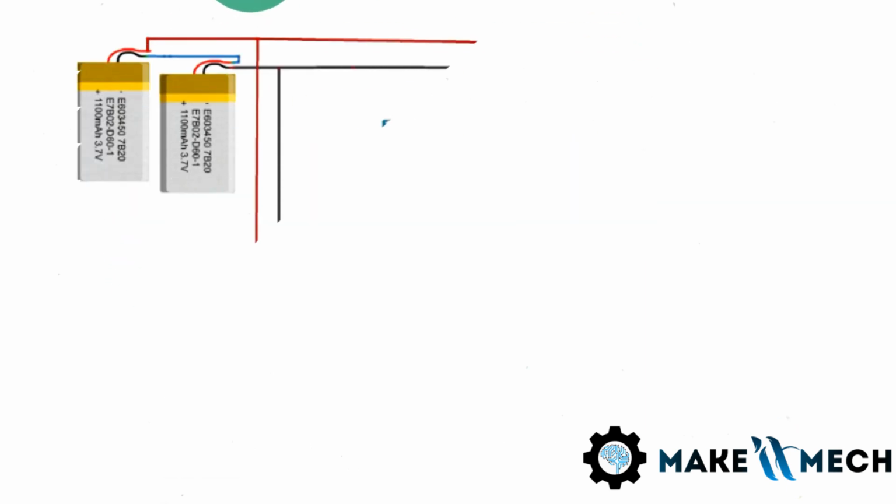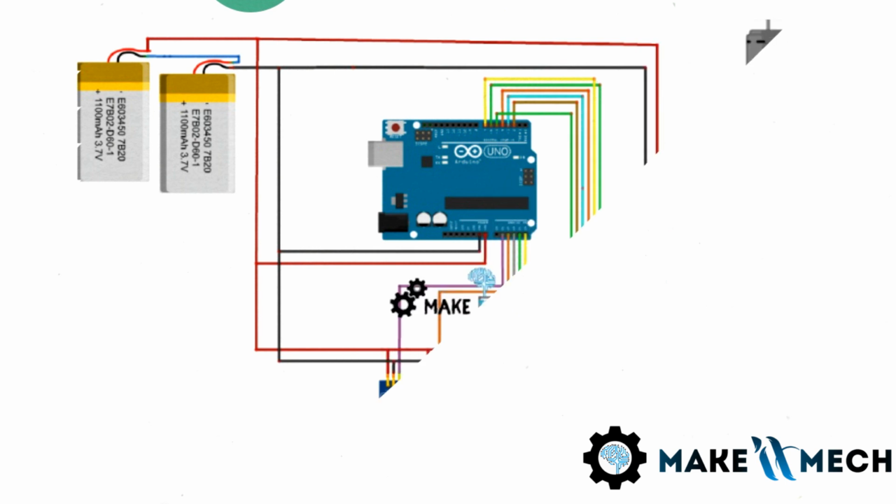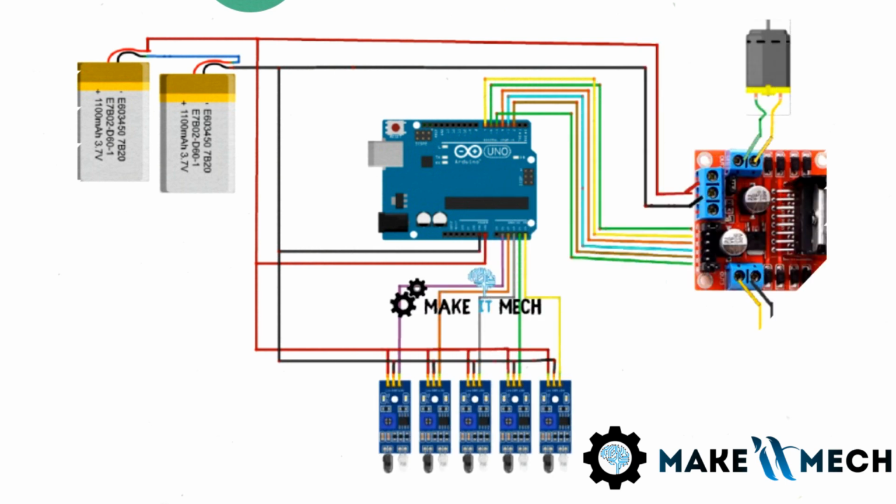This is the complete circuit diagram for the line following robot. So we will assemble our robot according to this diagram. We have 5 IR sensors. Connect these modules to any of the analog pins of Arduino, and we have to connect the motor driver to the onboard pins. Be careful while connecting your enable pins to the PWM pins.